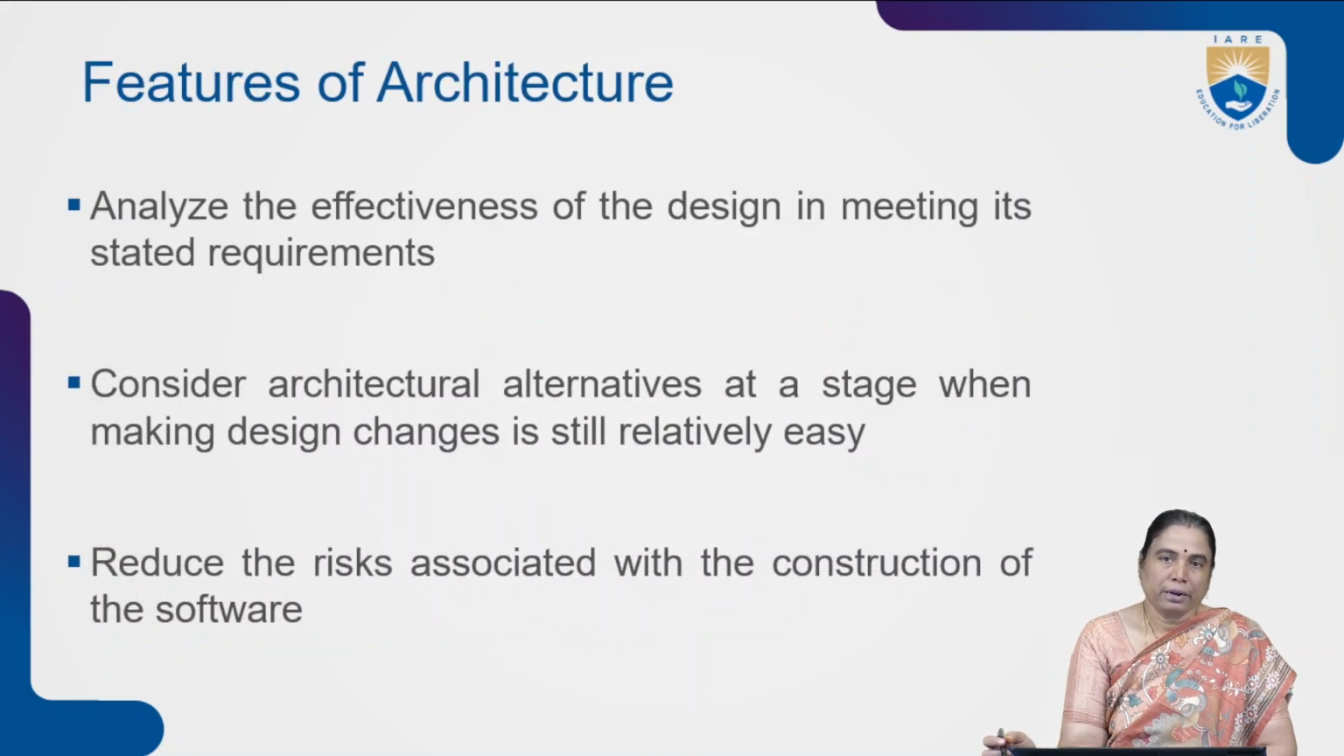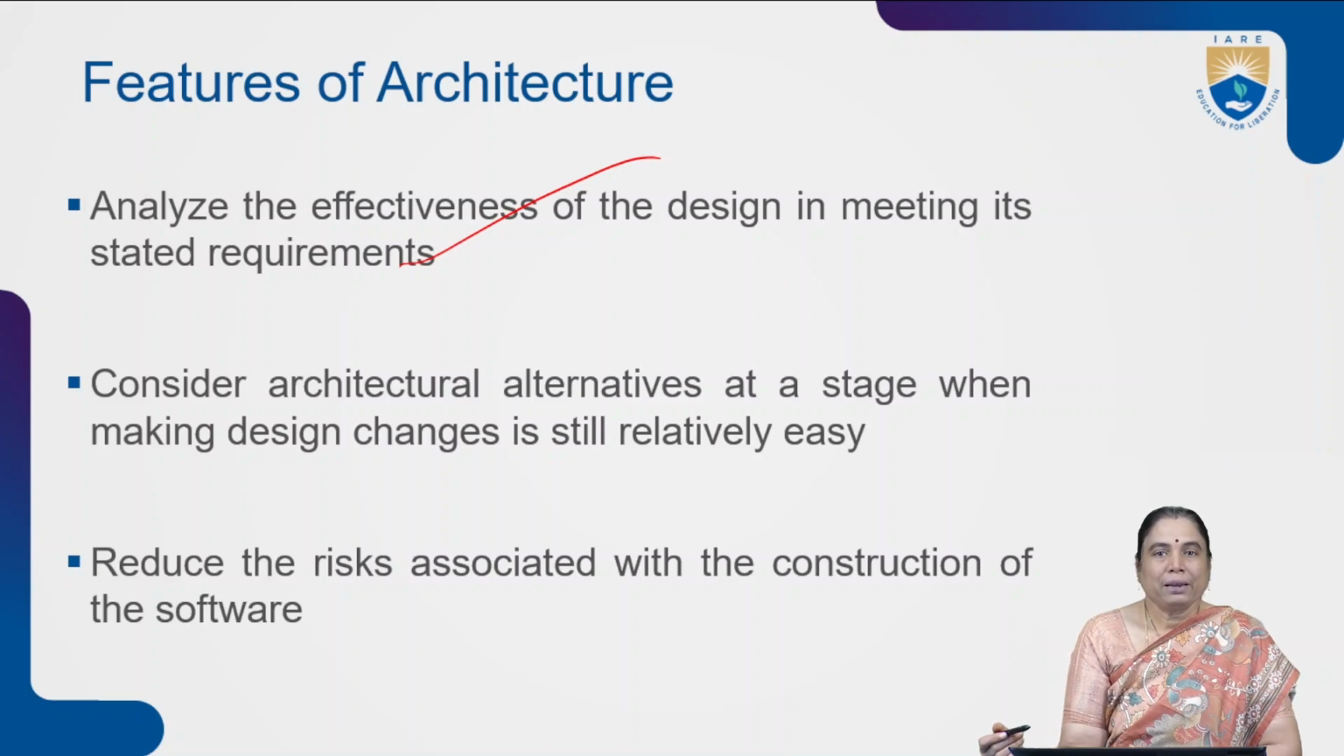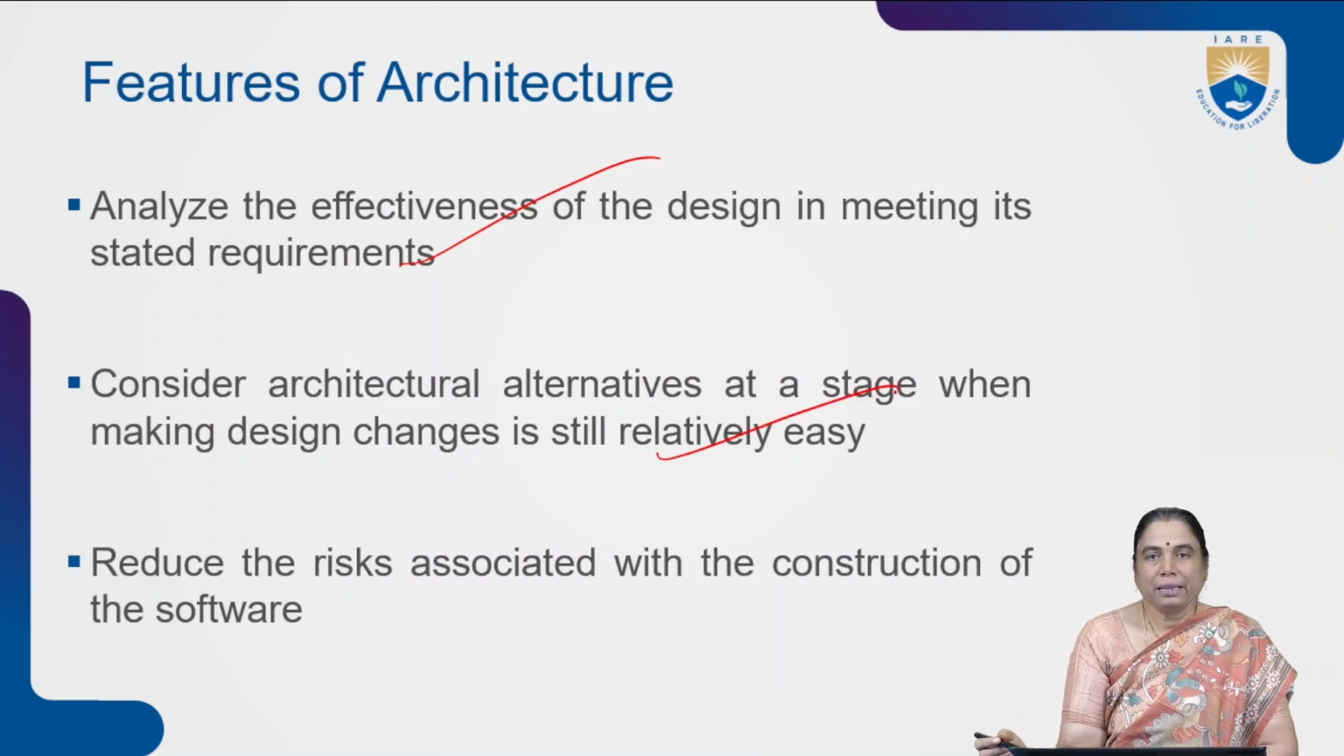The features of the architecture are generally used to analyze the effectiveness of the design in meeting its stated requirements. So the requirements, the SRS document, must be converted into a model in the architecture which will analyze the effectiveness of the requirements. Architectural alternatives can also be considered so that making design changes is relatively easy. This reduces the risk associated with the construction of the software.